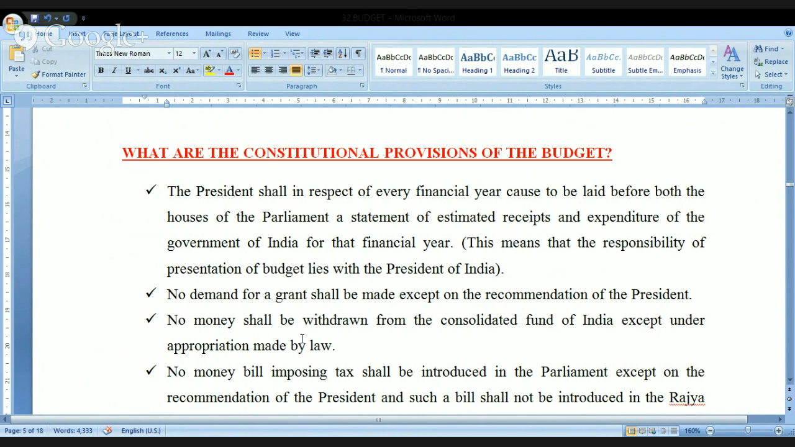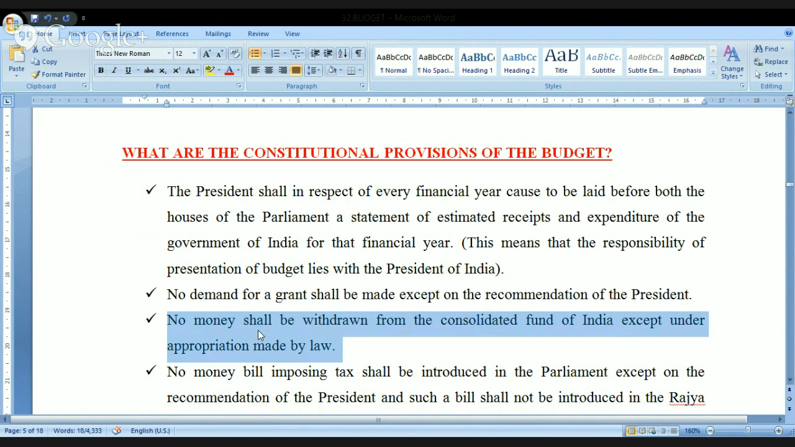And on behalf of the president, it is the government, that is the finance minister, who is presenting the budget. But under the constitution, it is the responsibility of the president. Look at this. No demand for a grant shall be made except on the recommendation of the president. No demand for grant, in the sense, not even a single rupee can be spent without the permission of the parliament, and the parliament will give the permission only after it is recommended by the president of India. Next one.